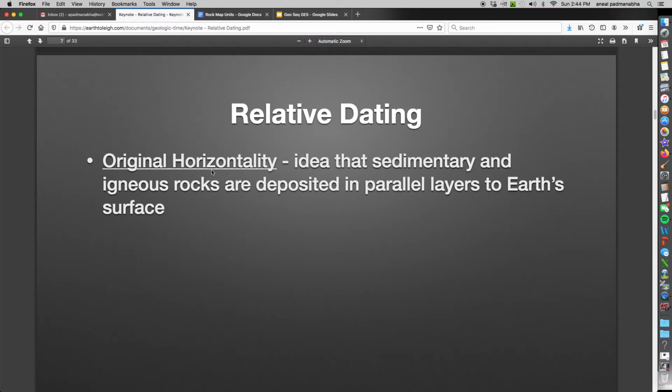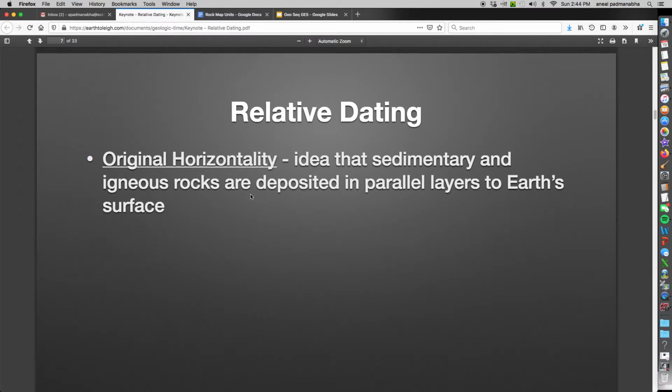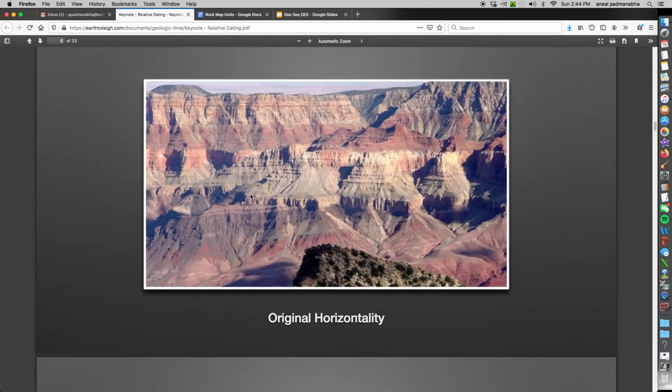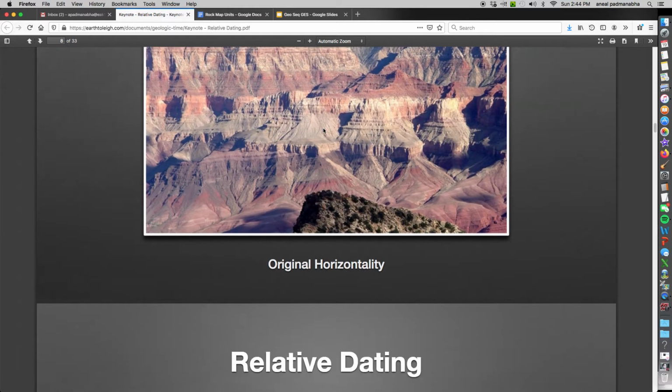Original horizontality is the idea that sedimentary rocks and igneous rocks are deposited in parallel layers. So what does that kind of look like? We can see this in the Grand Canyon. You see all the different stripes, which are different rock layers. The key principle is that sedimentary rocks are deposited horizontally. They're not deposited vertically. We just don't see that. If we do find them vertically, that means something happened to them. In a plate tectonic environment, they're probably moved around.